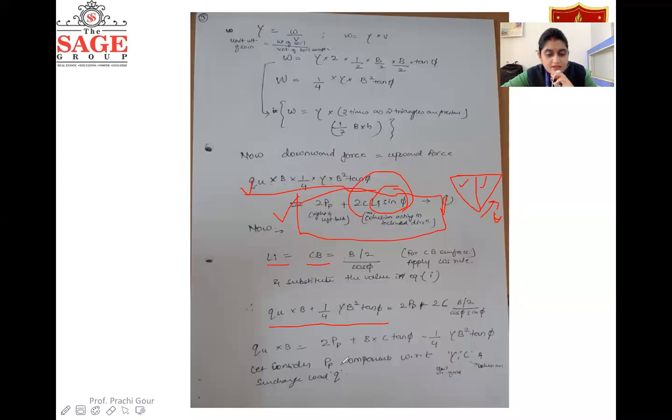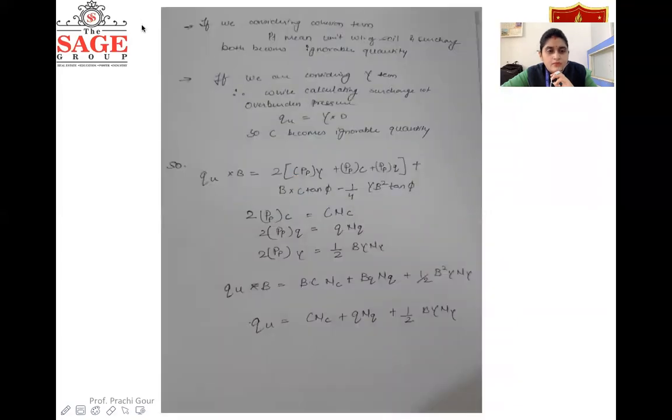Now let us consider that PP components with respect to gamma and C are surcharged, and surcharge load, that is Q. So if we consider the cohesion term, it means unit weight of soil and surcharge both will become ignorable quantity. If we consider the gamma term, then we have to calculate the surcharge and overburden pressure, which will become Qu is equal to gamma into D. So C will become ignorable quantity, the cohesion of soil will become ignorable. So all these conditions are given by Terzaghi, derived with assumptions, analyzing one by one.